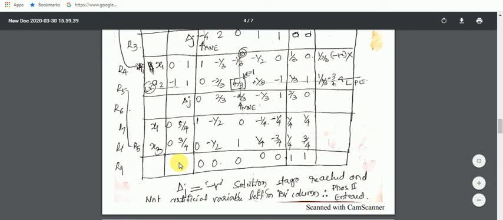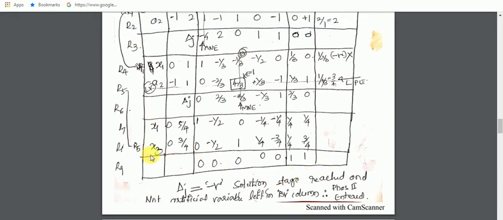In this table, the delta Z values are positive. That means it reaches a solution stage. But we should check whether there is an artificial variable in the basic variable column at the end of the iteration. Now in this column there is no artificial variable. Because of that, this problem will move to the second phase. In the second phase, except the artificial variables, this complete table will be considered. Please go through the box I am making.